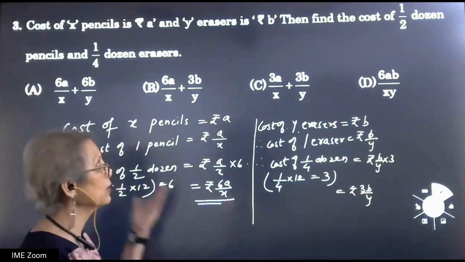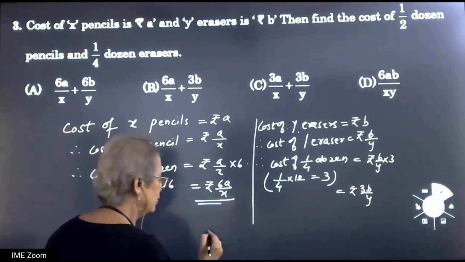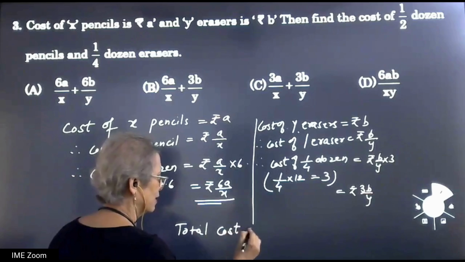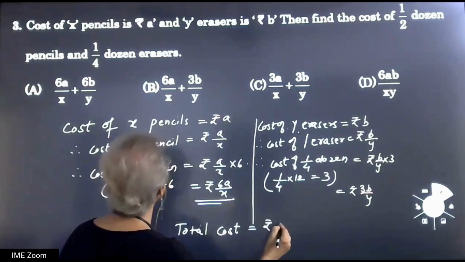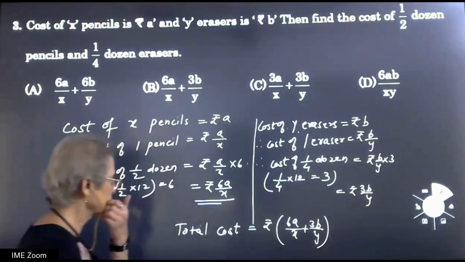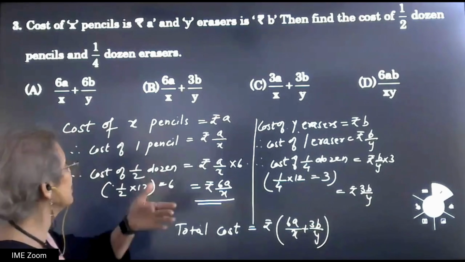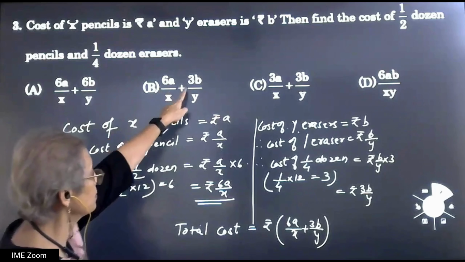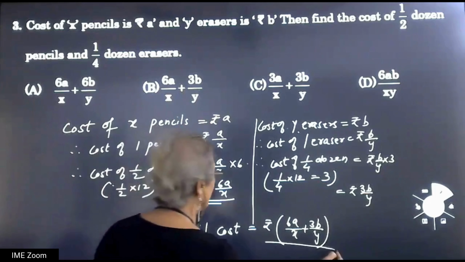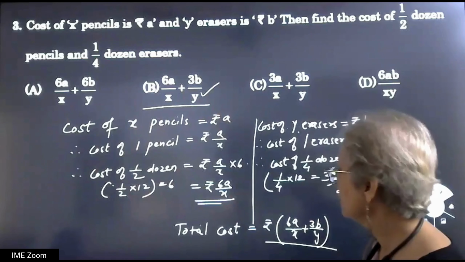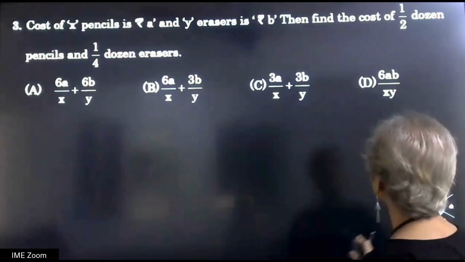And now we have to add them together because total cost we have to find out. And therefore total cost equal to rupees 6A upon X plus 3B upon Y. This is the total cost of half dozen pencils and 1/4 dozen erasers. See the option. Here it is 6A upon X plus 3B upon Y. And therefore the answer is B. Option is B. Okay, so now let us move to next question.